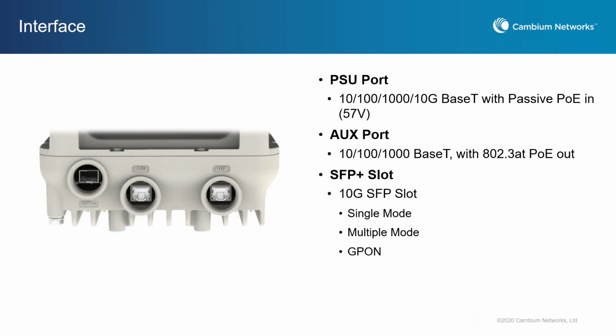Interface-wise, it shares the same interfaces as the V5000, because this really is a multi-gigabit product providing over a gig of throughput. So we offer the fiber interface. We also offer the 10 gig copper interface.